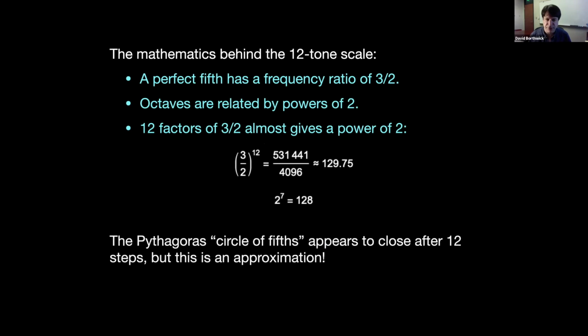This Pythagorean construction is called the circle of fifths. After 12 steps, it appears that you close the circle. But of course, not really, because 130 is not really 128. And so this is just an approximation, which is a bit ironic because the whole idea of Pythagoras is perfection in this construction. And you're using only 12 notes just because approximately 3^12 is a power of 2.